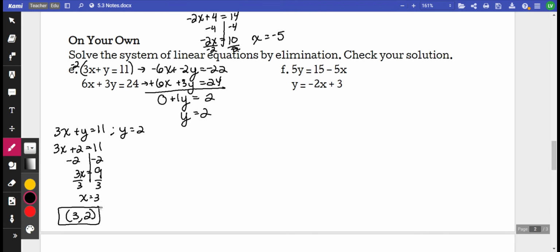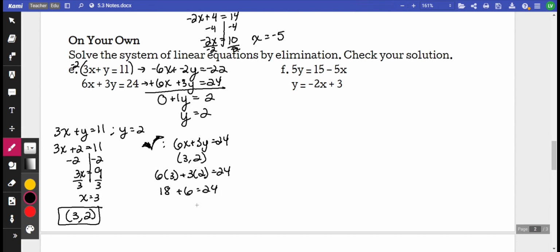Now just to confirm this, I'm going to plug it into the second equation. I'm going to do my little check right here. 6x plus 3y equals 24, and I'm using the point 3, 2. So 6 times 3 plus 3 times 2 equals 24. 18 plus 6 equals 24. 24 equals 24. Check, that is correct.